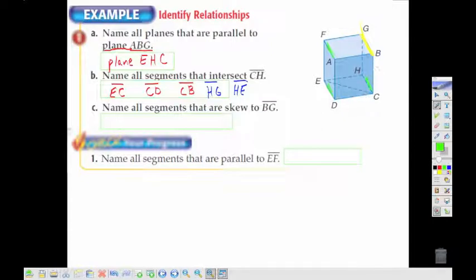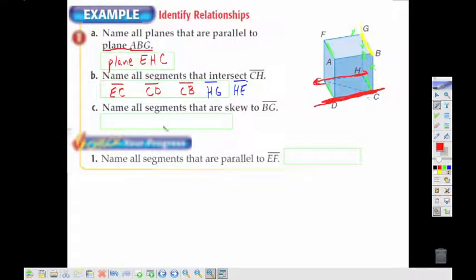We'd also ignore anything that's intersecting it, like BC or BA or GF or GH. Those are all intersecting. We want lines that are not going to cross it and are going a different direction. For example, CD, it's completely on the bottom. It's never going to go up to the top where GB is. So any of these on the bottom could be skew.